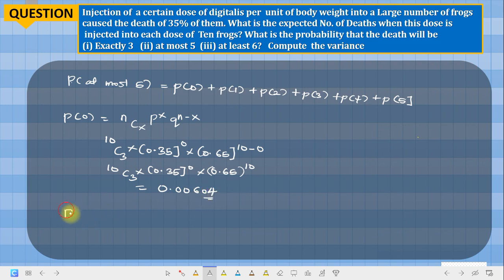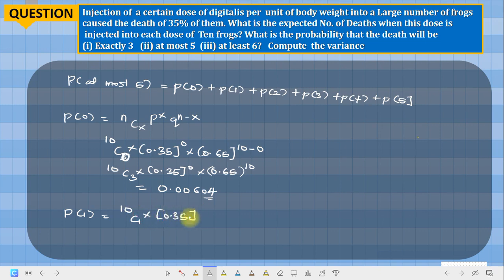Now the next one, we are going to do those ones quickly. The probability that 1 will die means we are going just to change our x. So this becomes, sorry, this is supposed to be 10 combination 0, not 10 combination 3. So this becomes 10 combination 1 times what?